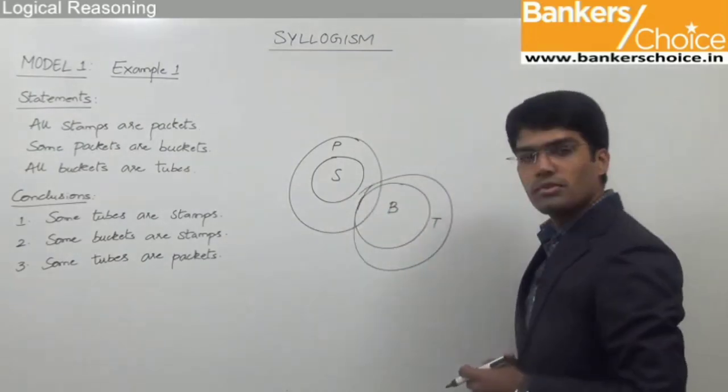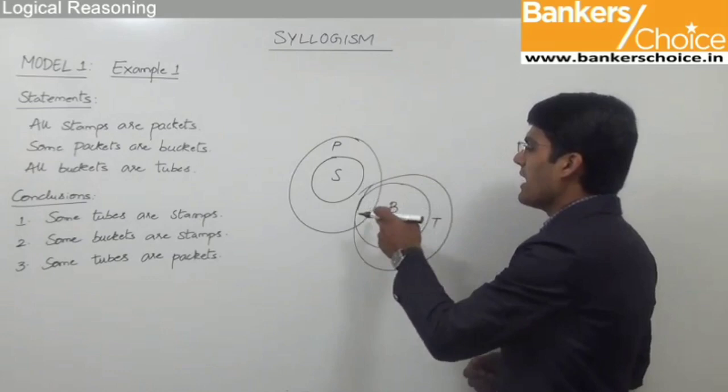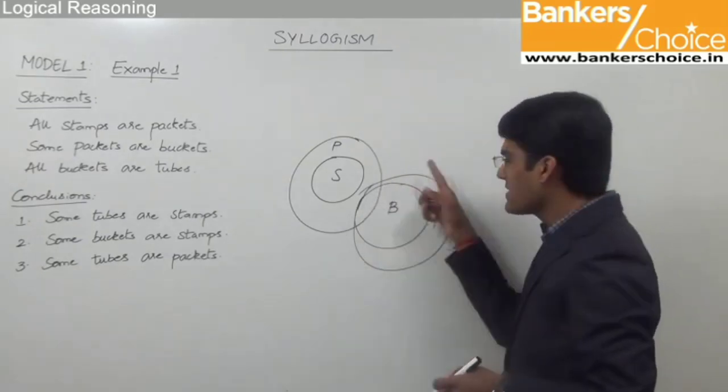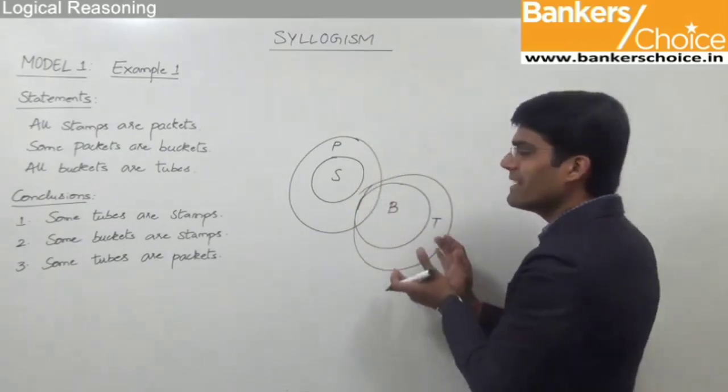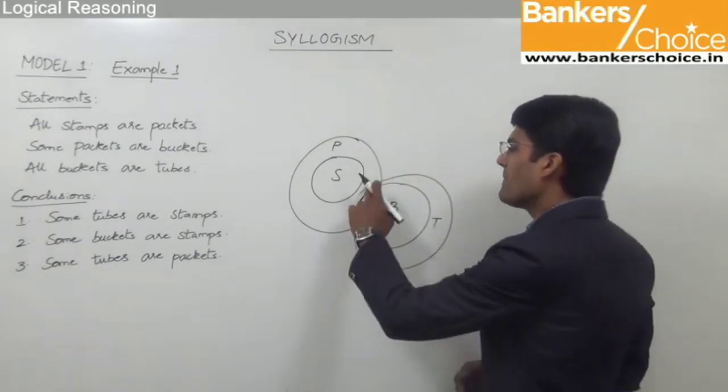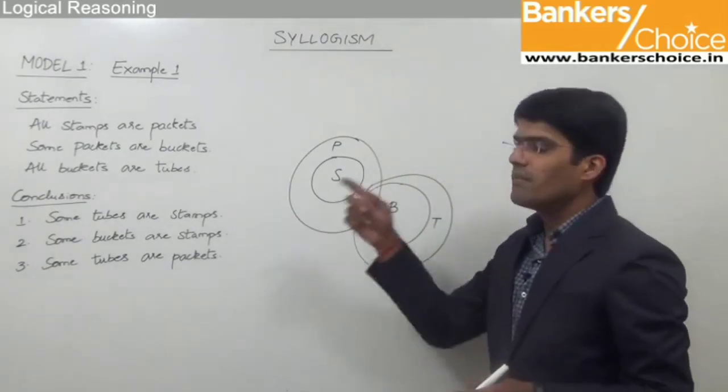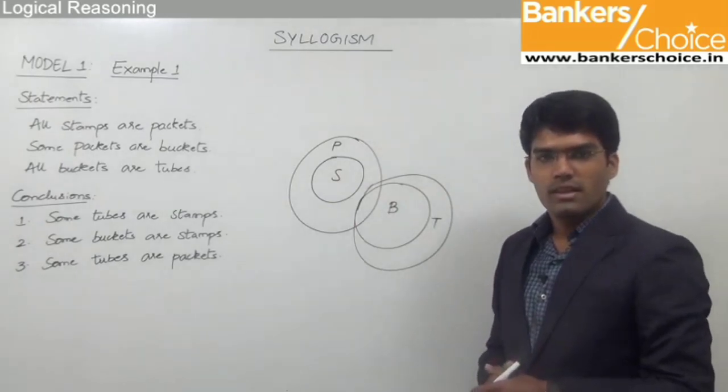So these are the tubes. So as you can see, the tubes and the buckets are represented by the larger circle and the smaller circle respectively. So all the buckets here are inside the tubes. Now with the help of this basic diagram, we need to check which of these conclusions are true.